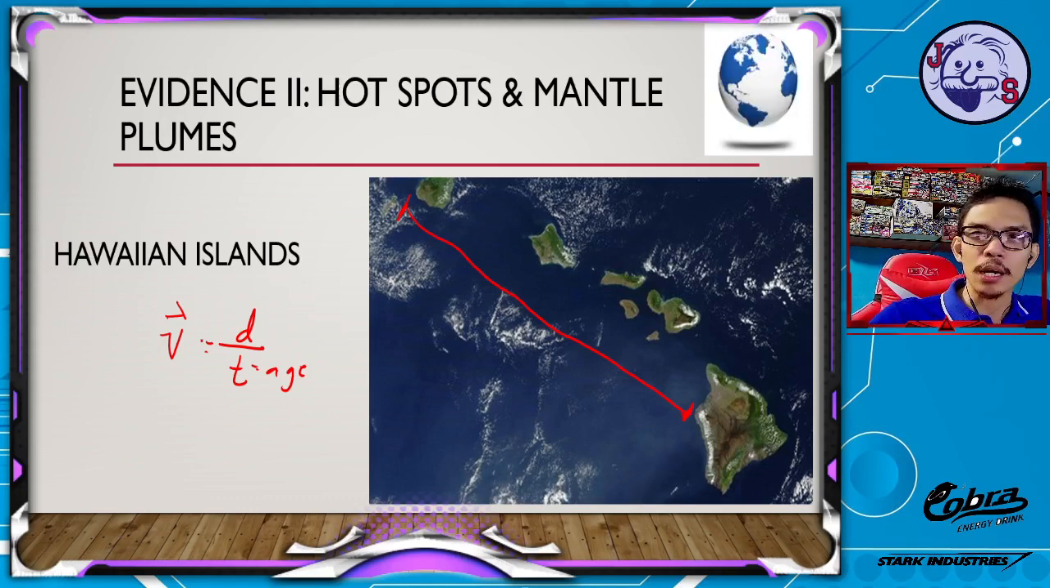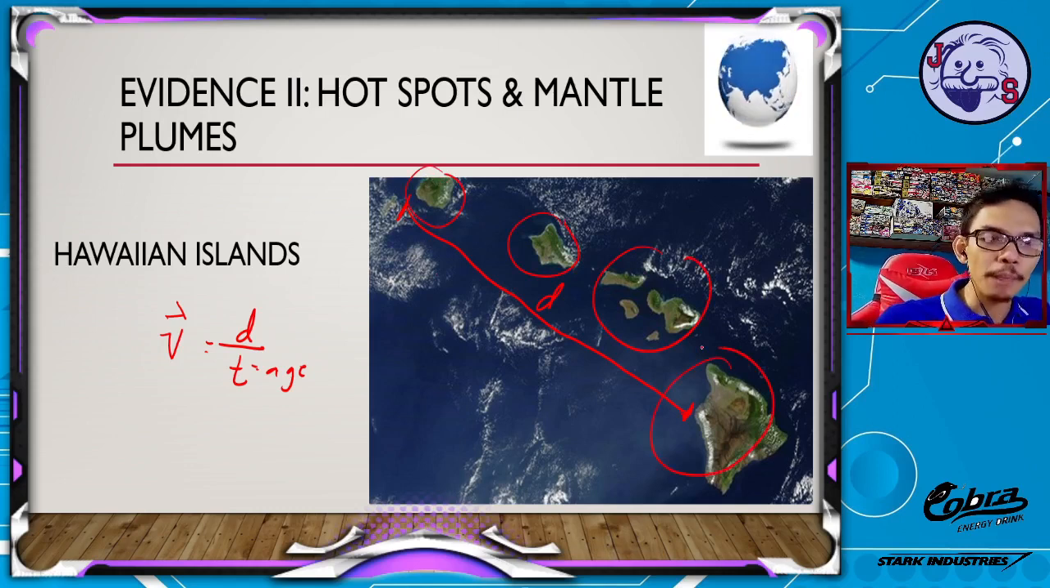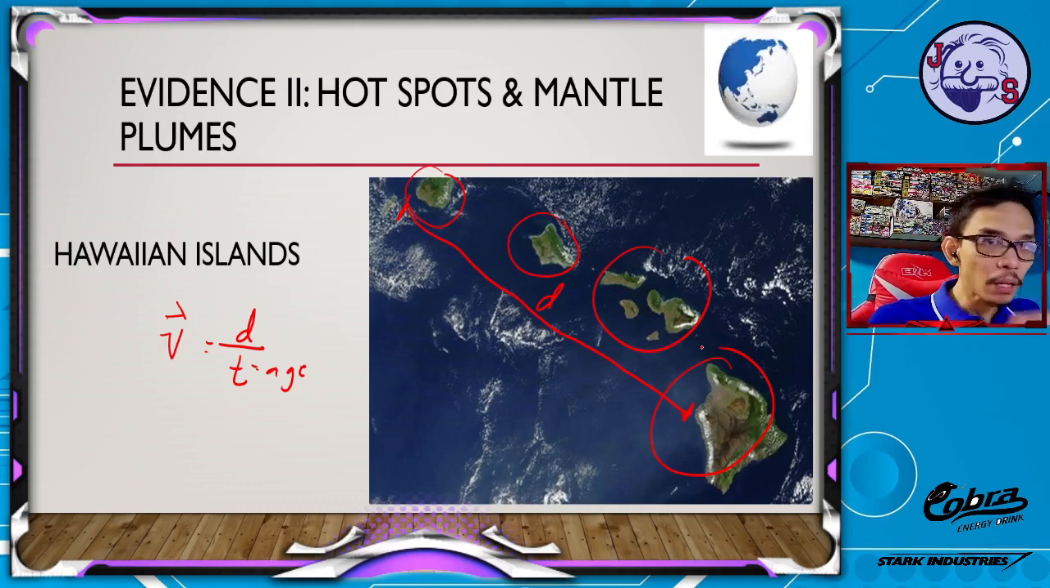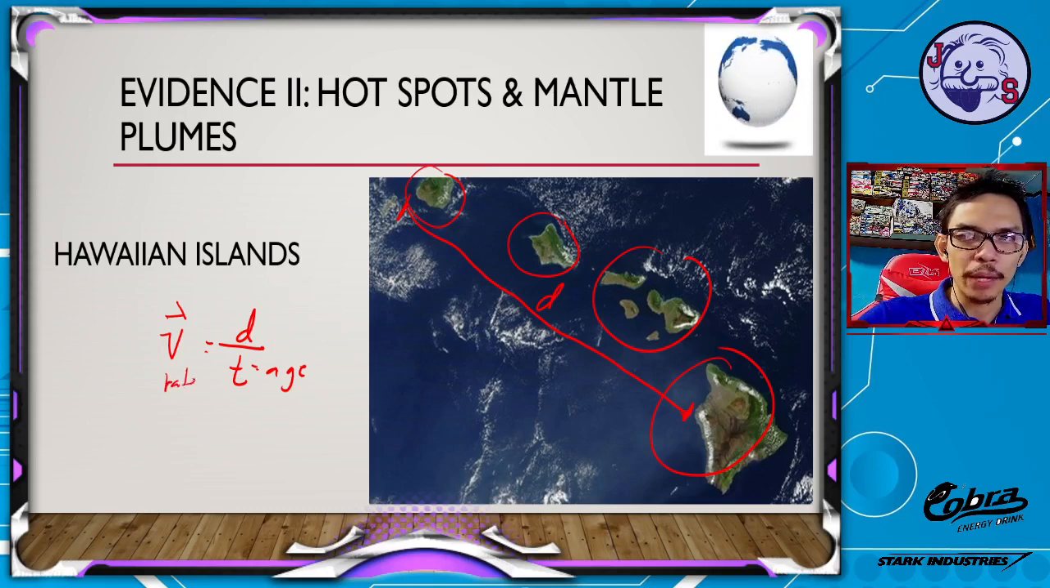So using this particular formula, again, the distance is the distance between the oldest island and the newest island, and the time will be the age of the islands that you have over here, the average age of the islands that were formed in the process. Now we can compute the rate of movement.